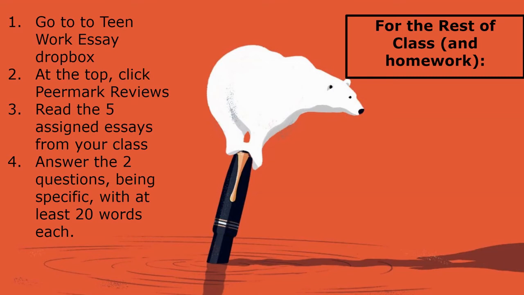What is one thing that they did well? And what is one thing that they could improve on? Try to be specific on how they can improve. Each answer needs to be at least 20 words. If you don't get 20 words, it will not accept it. Now, if you run out of time in today's class to do this, that is okay. You have until midnight tomorrow to review your peers' essays.